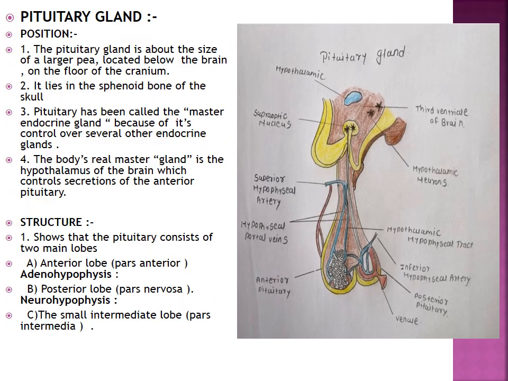So first is the pituitary gland. The pituitary gland is located in the brain on the floor of the cranium. It lies in the sphenoid bone of the skull, and it is called the master endocrine gland because it controls all other glands by its secretions. There are two parts of the pituitary gland, the anterior pituitary gland and the posterior pituitary gland. The anterior is called the adenohypophysis and the posterior is called the neurohypophysis because it secretes neurosecretory hormones.